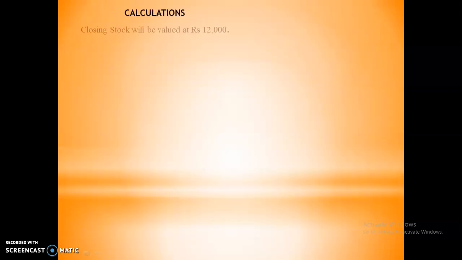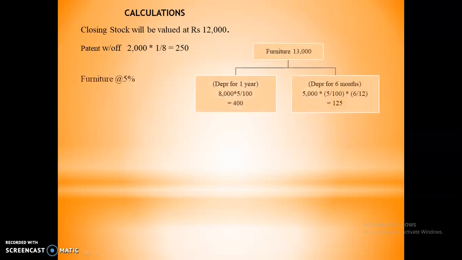Let's see some of the calculations. Closing stock is valued at cost price or market price, whichever is lower. Here, we'll value the closing stock at rupees 12,000 as it is lower. Patent to be written off 1/8 of 2,000, that comes to around 250 rupees.